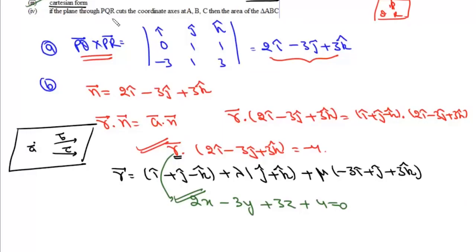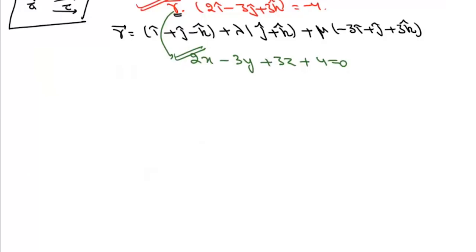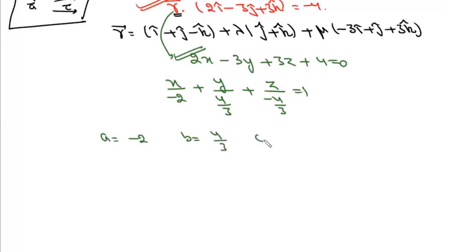And now the next one is, if the plane PQR cuts the coordinate axes at A, B and C, then we need to find the area of this triangle ABC. Now first what we will do is write the equation of this plane in intercept form. So it will be x upon minus 2, y upon 4 by 3, z upon minus 4 by 3, and it is equal to 1. So here a is minus 2, b is 4 by 3 and c is minus 4 by 3.